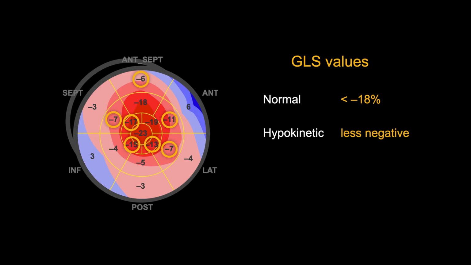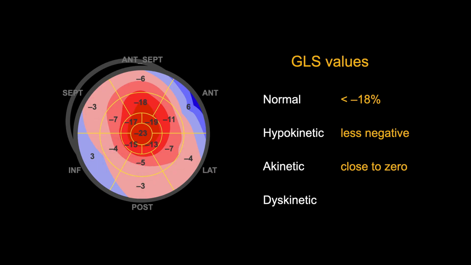If the left ventricle walls are akinetic and do not contract at all, the GLS value would be 0 or really close to 0. And if the left ventricle walls are dyskinetic or bulging out when it should be contracting, the GLS value is represented as a positive value.